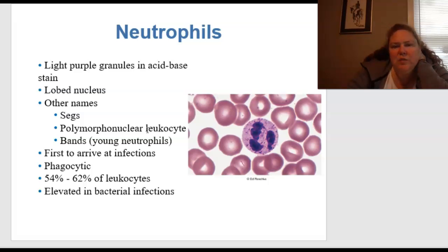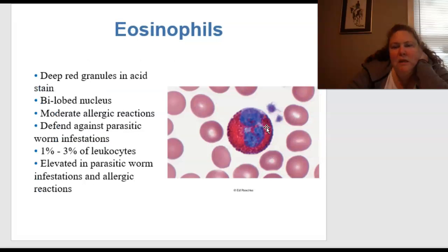Neutrophils have light purple granules in acid-base stain, and this is how they would present underneath the microscope. Again, they have a lobed nucleus. Other names would be SEGs or polymorphonuclear leukocytes, or bands, which are young neutrophils. These are the first to arrive at infections. They are phagocytic, and 54 to 62% of leukocytes are neutrophils. They are elevated in bacterial infections.